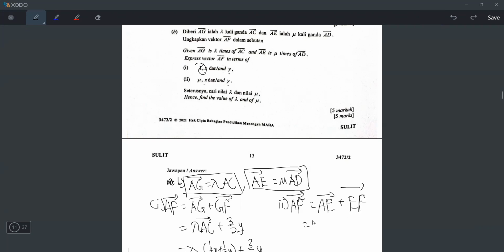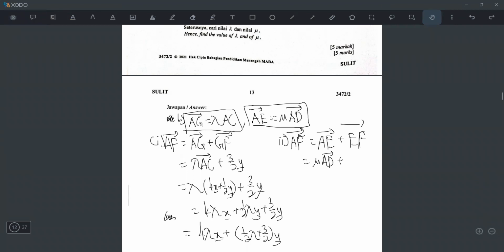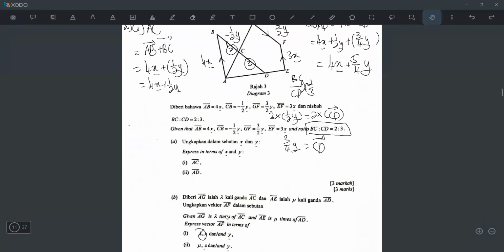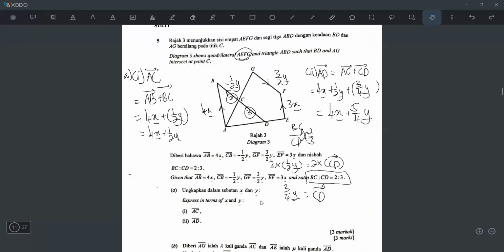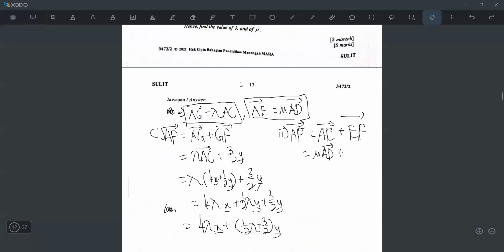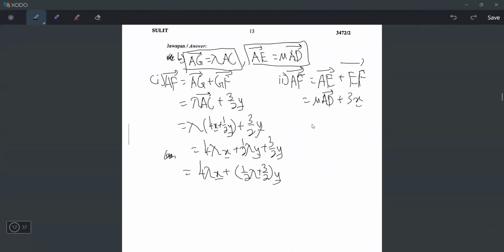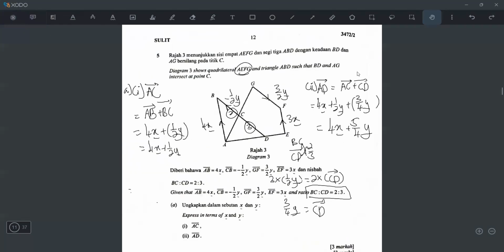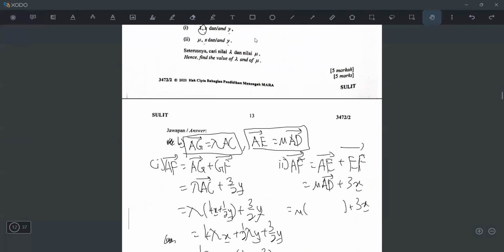So AE, you just change to mu AD, okay? So can you see now your answer will have mu? That's why you have to refer here. Okay, what's EF? Look above, all right? There must be an EF. Can you see 3x? So put in 3x. And then the mu AD, the AD you just put in, vector AD. You did it already just now, AD, 4x plus 5/4y.